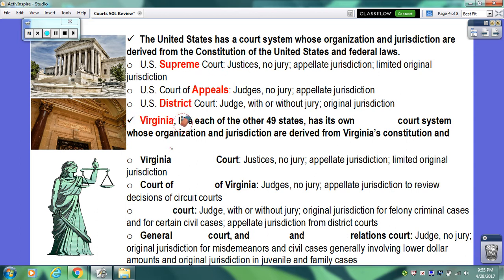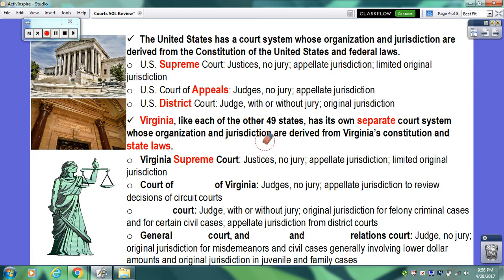Virginia, like each of the other 49 states, has its own separate court system whose organization and jurisdiction are derived from Virginia's Constitution and state laws. So Virginia has its own court structure. It's going to have an additional court if you compare it to the federal court. So the federal court has 3 levels, and the state of Virginia is going to have 4 different levels of court.